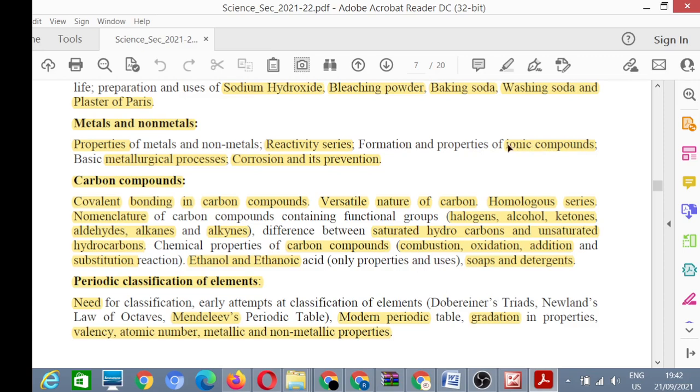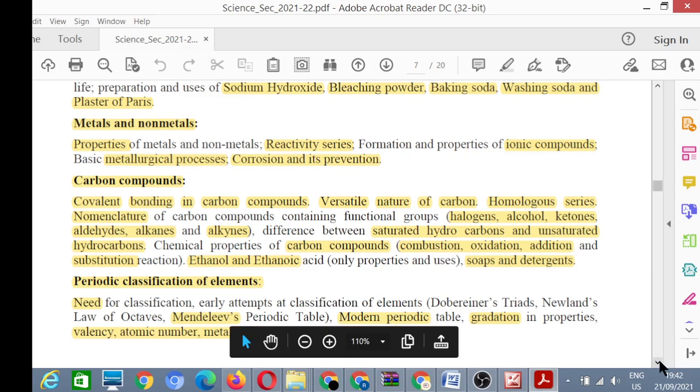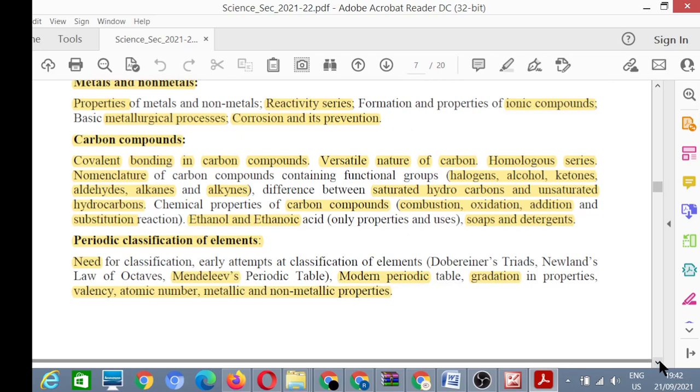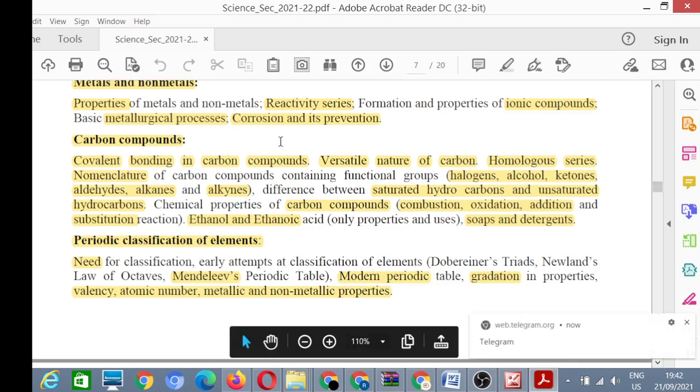Ionic compounds are those compounds which are formed with the help of ionic bonds. Ionic bonds mean transfer of electrons. Then basic metallurgical processes, how metals are extracted. Then corrosion and its prevention. What is corrosion? Oxidation of iron or oxidation of different metals, and their prevention, plating, oiling, etc.